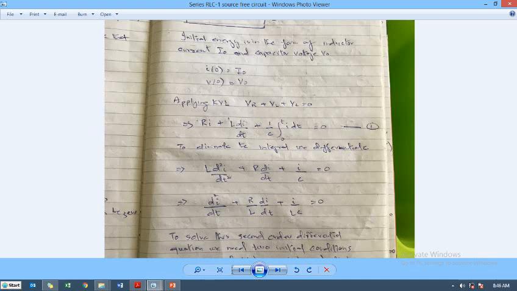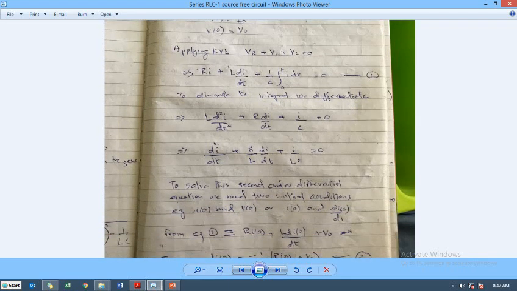Okay, to eliminate the integral we differentiate it. So this term becomes L d2I by dt square, and this R becomes R dI by dt, since I is the main variable, and this integral will be eliminated due to the differentiation, so it will become I upon C. Then just a small algebraic step of dividing the whole equation by L. So this L cancels from denominator and numerator, and L comes here in the denominator.